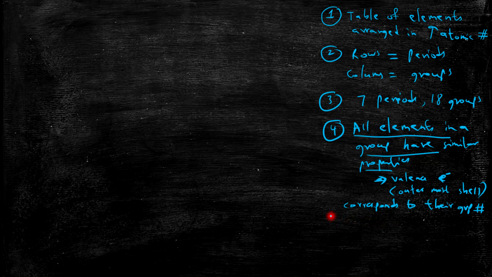Meaning, if I tell you that there is an element in group 4A, and I ask you how many valence electrons that element has, your answer would be, since it belongs to group 4A, the valence electrons, or the number of electrons in the outermost shell or outermost energy level, would be 4, because that is equal to the group number.